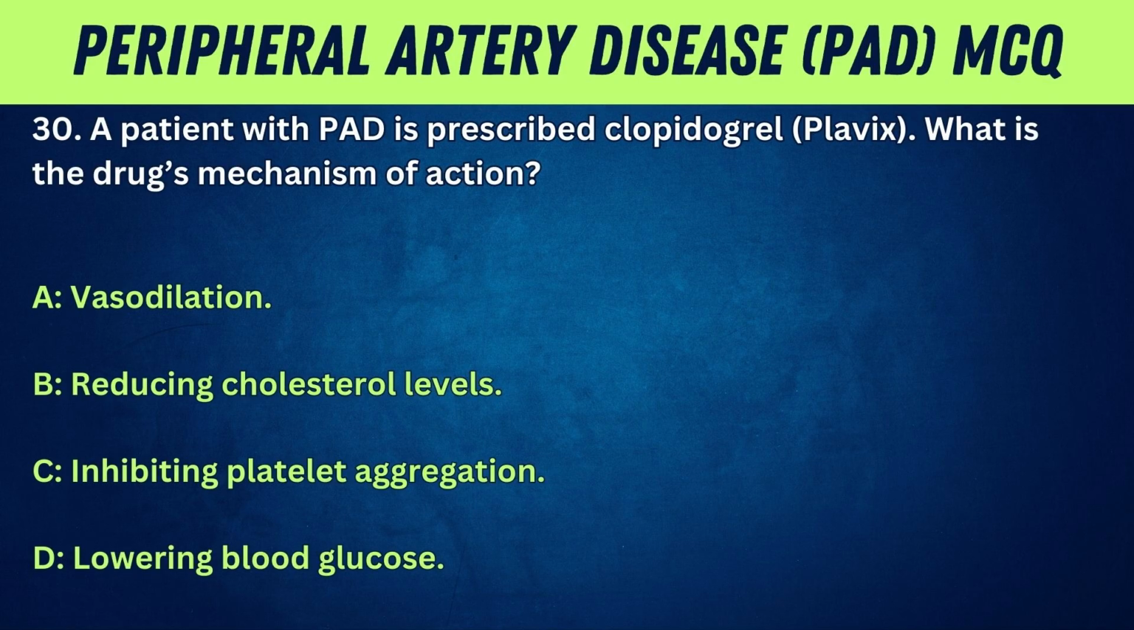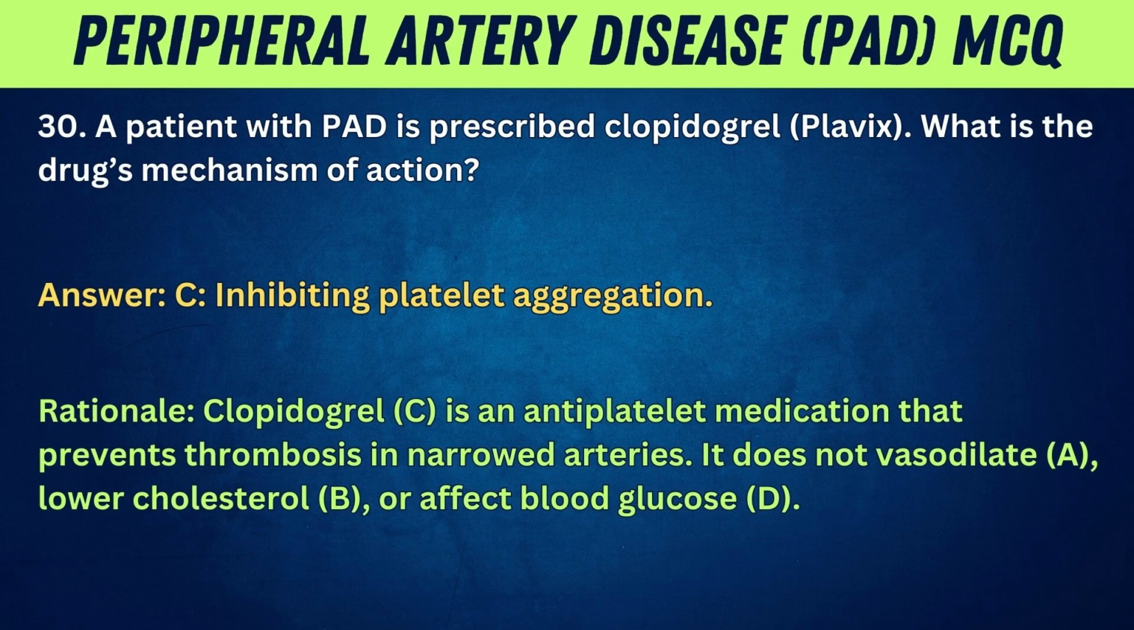30. A patient with PAD is prescribed clopidogrel, Plavix. What is the drug's mechanism of action? A. Vasodilation. B. Reducing cholesterol levels. C. Inhibiting platelet aggregation. D. Lowering blood glucose. Answer: C. Inhibiting platelet aggregation. Rationale: clopidogrel, C, is an antiplatelet medication that prevents thrombosis in narrowed arteries. It does not vasodilate, A, lower cholesterol, B, or affect blood glucose, D.